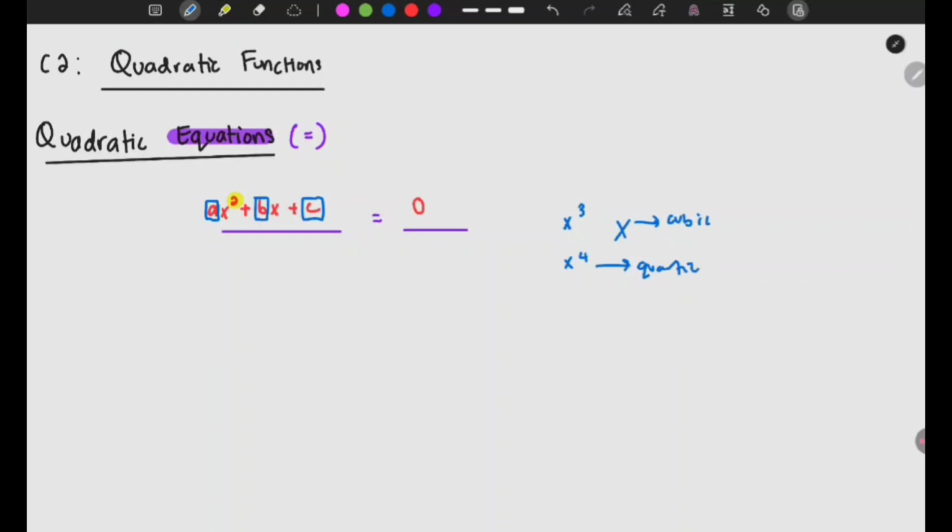Okay, so you need to have a, b, and c, and the equation must have an equal. Don't forget that. And equals to what? It's always equals to 0. Always standardized equals to 0. So far, okay. And in this quadratic equation, what is the thing that you're going to find? You will find the x value. What is the x? How are you going to know the value of x? The unknown that you need to find.